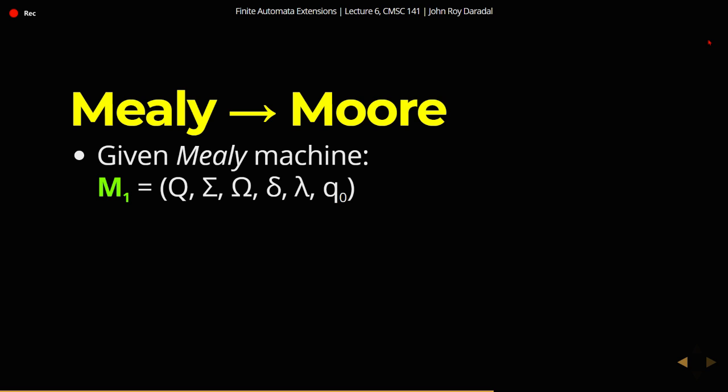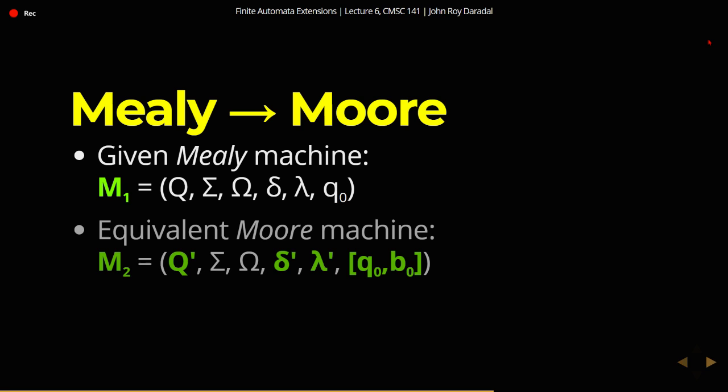So given your Mealy machine, M sub 1, with the 6-tuple notation, we will convert it to an equivalent Moore machine that accepts the same language. We'll call it M sub 2. But you'll notice that there are a lot of things that are different. The set of states Q would be different, so we'll name it Q prime. The transition function will also be different because we have a new set of states, so that will be delta prime. And then the output function, of course, will be different, lambda prime. And then we also have a new start state. We'll call it [q0, b0], because the states will look like this.